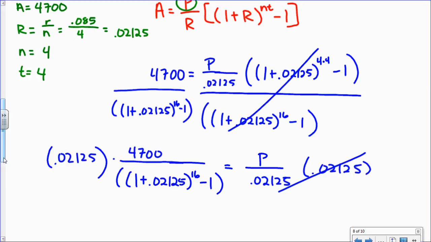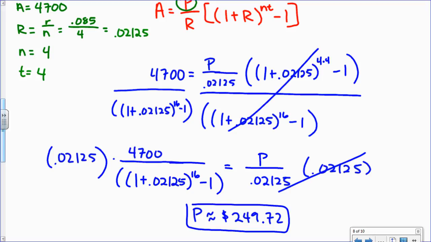Okay? And you should get approximately, and this is US dollars, 249.72. So deposit $249.72 every quarter. You can get your 4,700.